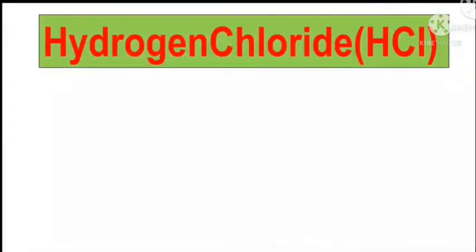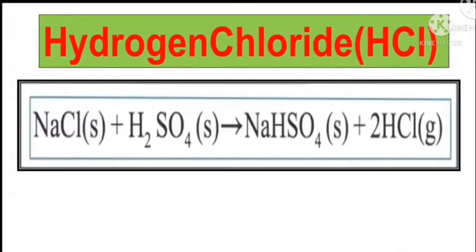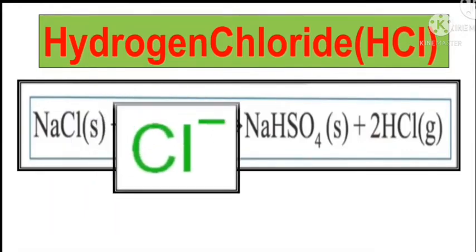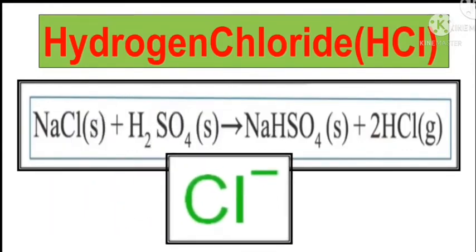It is formed on adding concentrated sulfuric acid to metal chlorides. For example, here sodium chloride reacts with concentrated sulfuric acid to form sodium hydrogen sulfate and hydrogen chloride gas. Formation of hydrogen chloride confirms the presence of chloride ion.